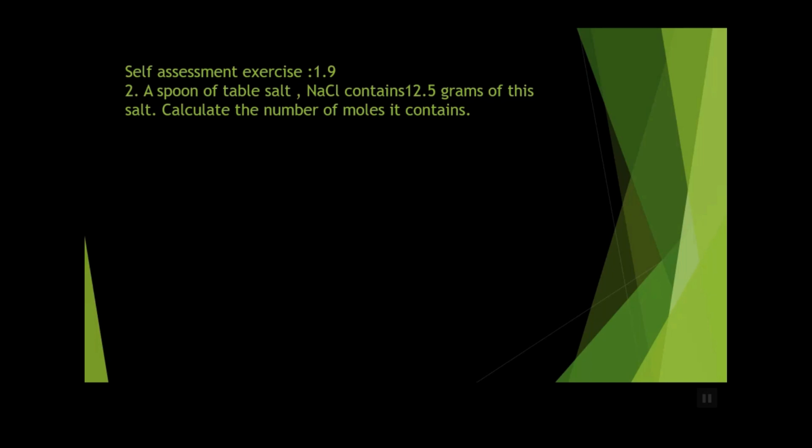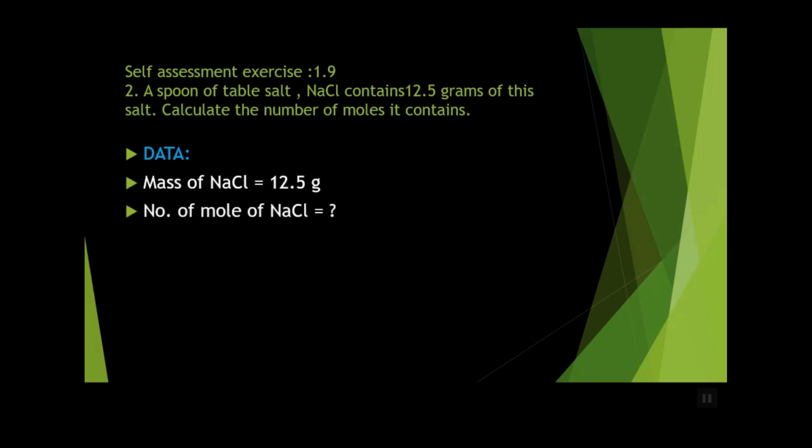Question number 2. A spoon of table salt, NaCl, contains 12.5 grams of this salt. Calculate the number of moles it contains. Data. Mass of NaCl is 12.5 gram and the number of moles of NaCl is unknown, we have to find it.